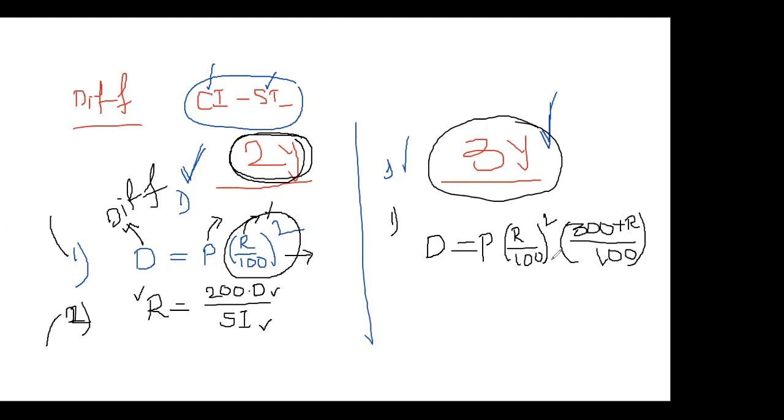Now see here, difference is equal to P into (R by 100) whole square. Up to here it is the same as in 2 years. The extra term is (300 plus R) by 100. Don't cancel these 2 zeros with these 2 zeros, because the numerator is an addition operation. You can't do that. Okay. I hope my students are good in calculations and know the properties of the calculation operations.